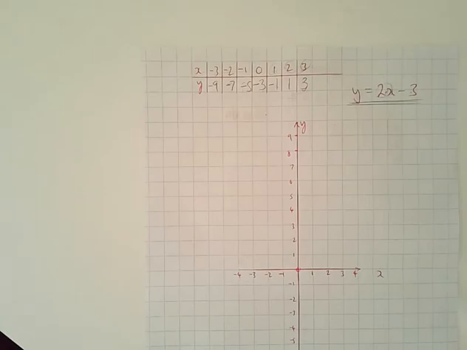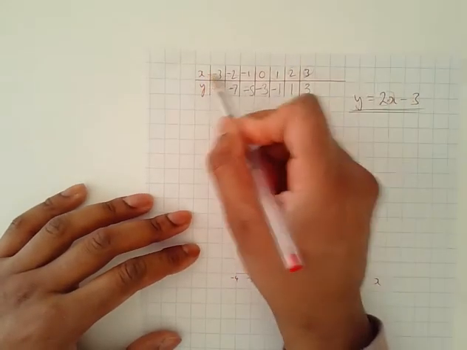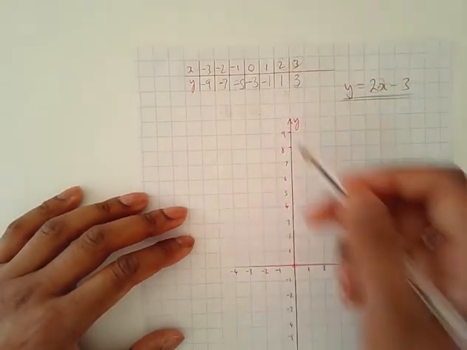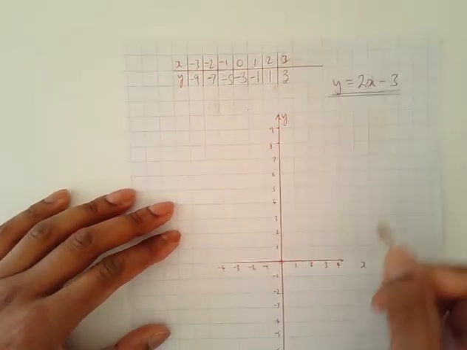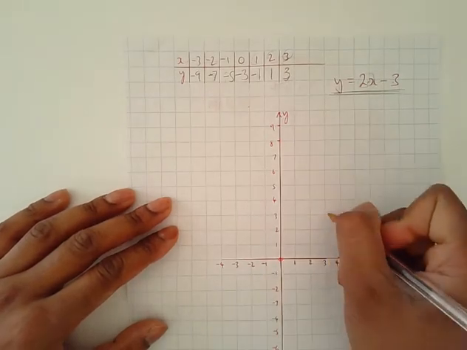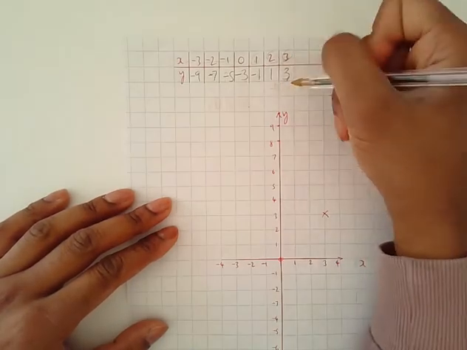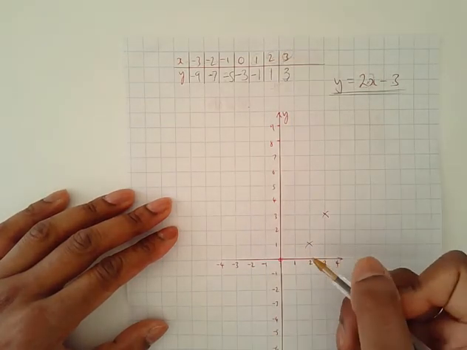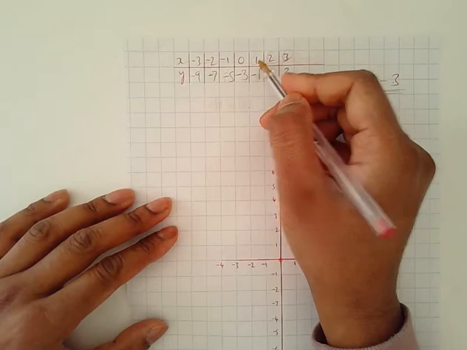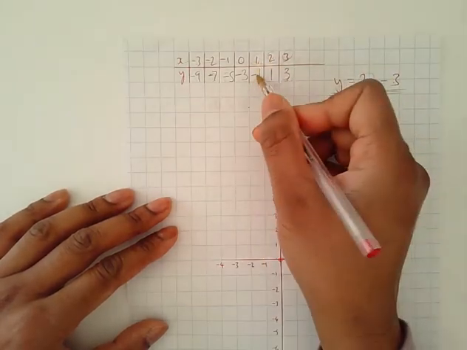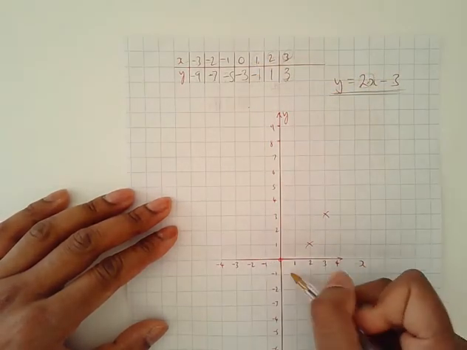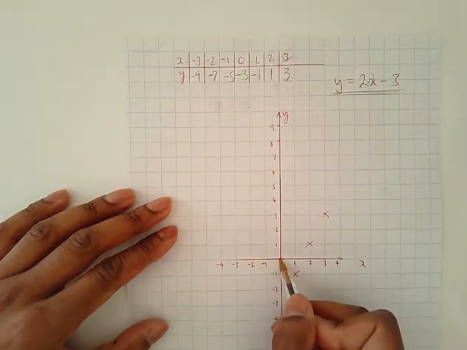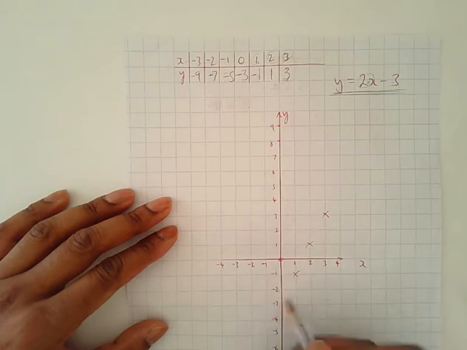I need to plot them now. X's go along the corridor. The Y values go up and down the stairs. So 3 along the corridor, 3 up the stairs. That one's done. 2 and 1. 2 along the corridor, 1 up the stairs. 1 along the corridor, negative 1 down the stairs. So 1, negative 1. 0 and negative 3. 0 along the corridor, and then negative 3 down there.